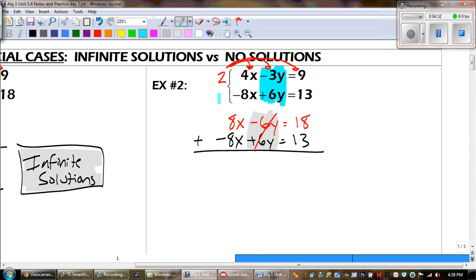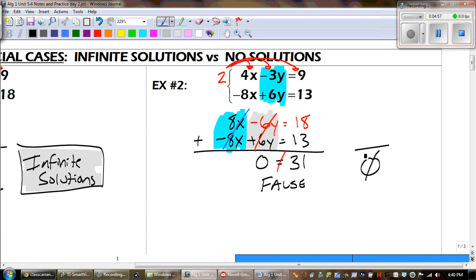But what happened with our x's? Yeah, the x's cancel too. So on the left side, we get 0. But what happens on the right side? What's 18 plus 13? Well, 18 plus 13 is 31, and that is false. Yeah, that's not equal. So for that one, our answer is no solution.